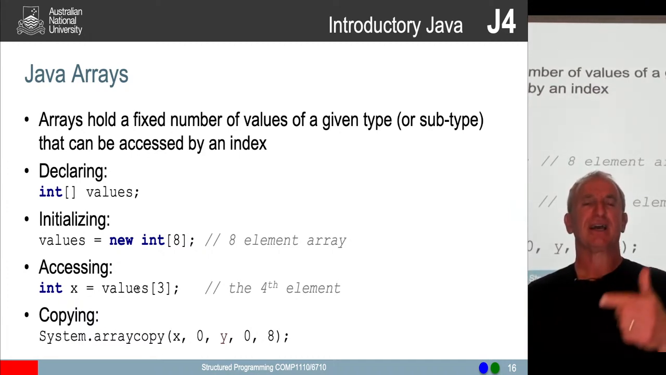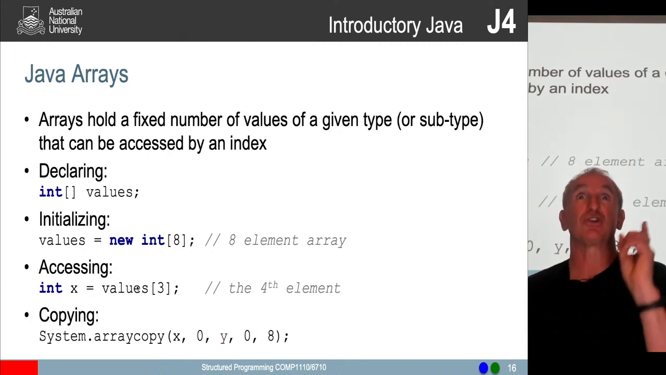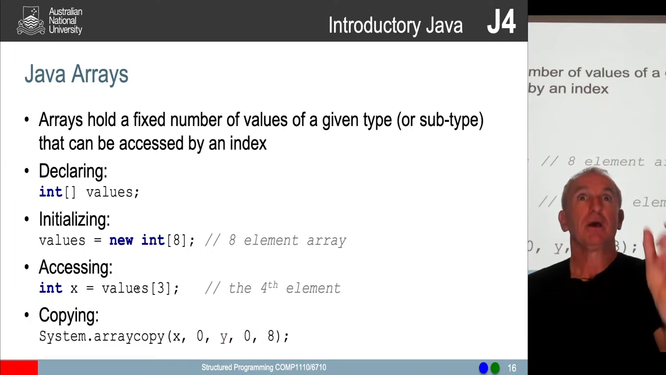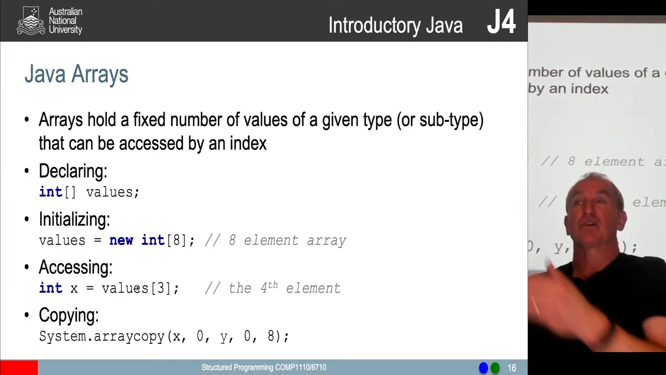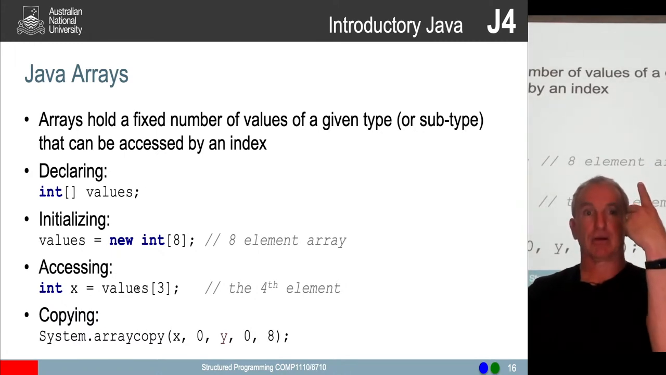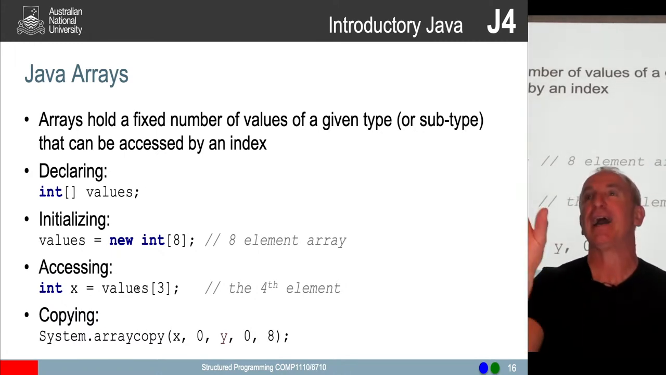To initialize it, I have to create an array. So use the new keyword. I think this is the first time in this class we've seen the new keyword, maybe. We have to use the new keyword, which is going to create an object. That object is going to be an array of ints in this example up on the screen there. And how big is it going to be? It's going to have 8 elements in it.